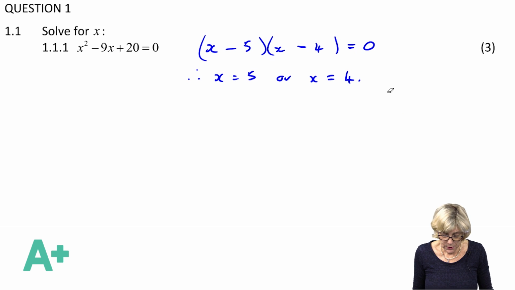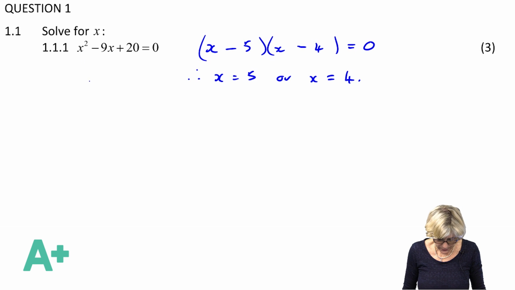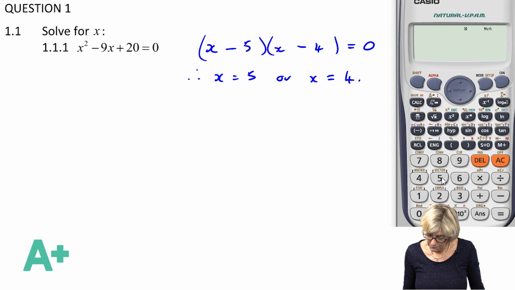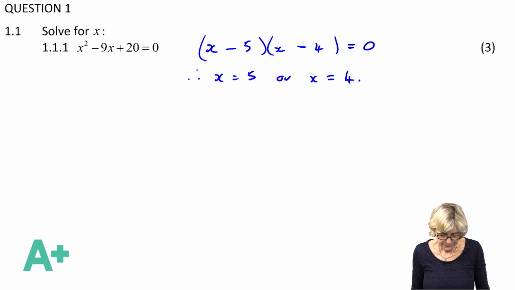So how do you check your answer? You're all going to have a calculator. You just take your calculator and sub 5 back into the x. So you're going to go 5 squared minus 9 times 5 plus 20 and equals, and do you get 0? Yes, you do. And then you do the same for 4.